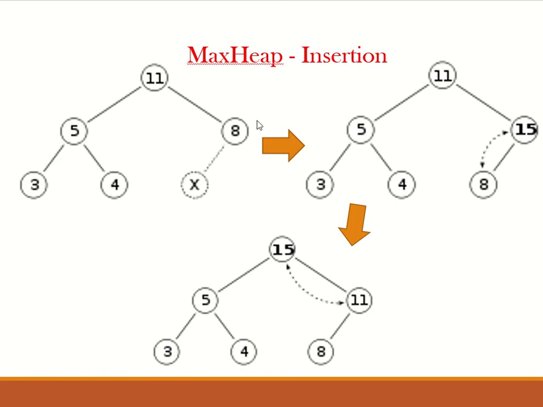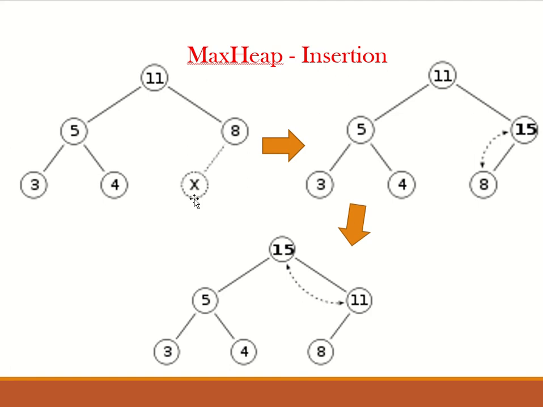I'm going to add a new element. I'm going to insert 15. X is equal to 15. You know it can be inserted only at the end of the array, so it will be inserted as the left child of 8, because that was the first vacancy. So 15 will be inserted as the left child of 8. Insertion is done. Now you compare between 8 and 15.